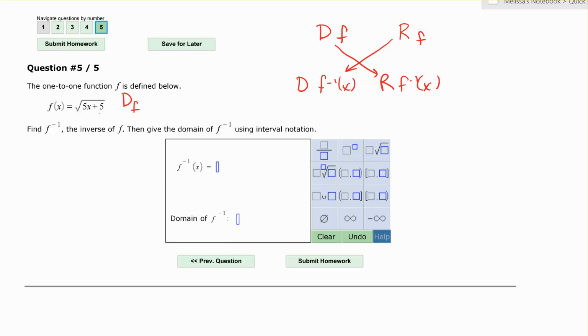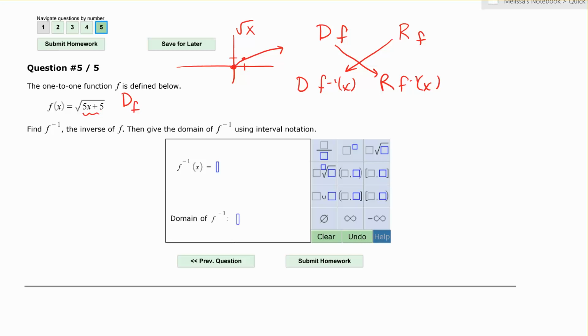Since it's a square root, when we graph them, the inputs have to be non-negative. So for the original square root of x, we can take the square root of 0 and the square root of 1, and it increases to the right, but we don't have any negatives that we can take the square root of. So the domain of the square root function must be non-negative.